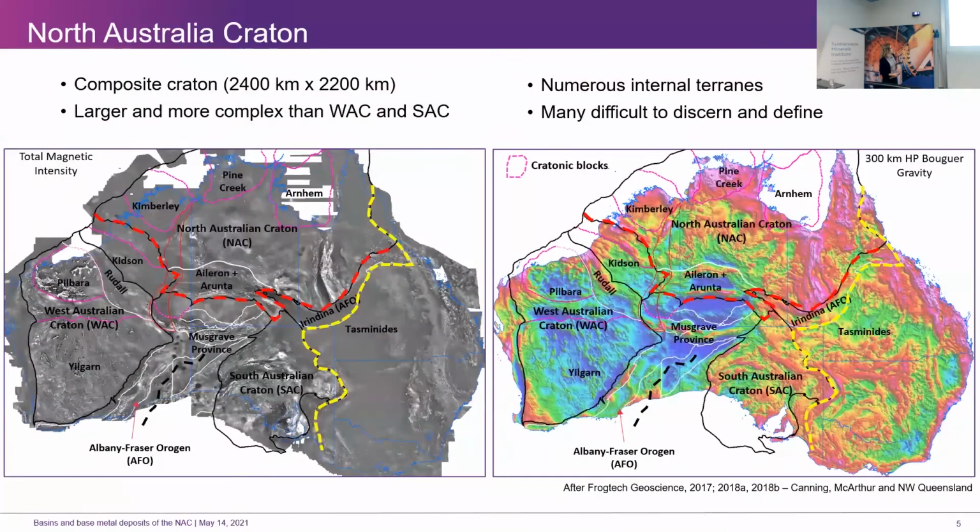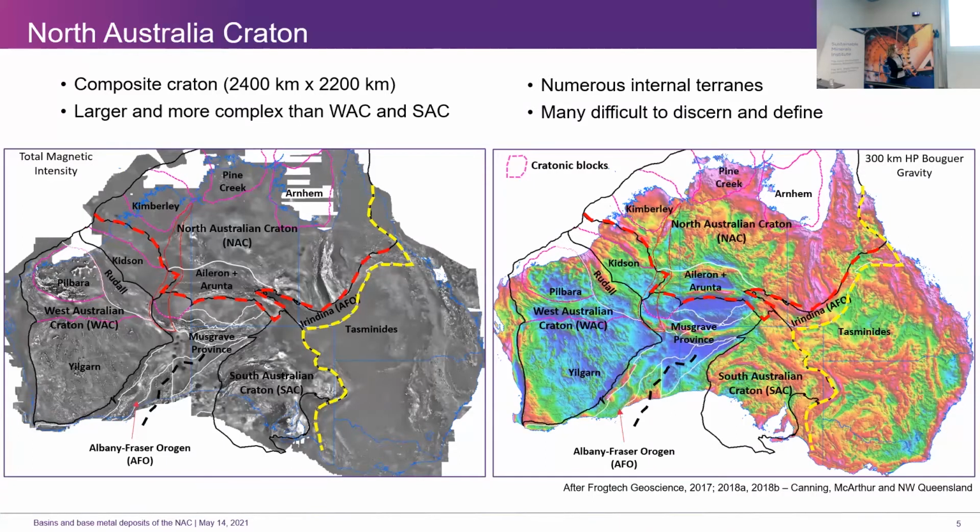So you can see where we are in Australia. And for those who aren't familiar with the terminology, we're broadly divided into three major cratonic blocks. So Western Australian, South Australian, and North Australian Cratons. So these are big competent cratons. North Australian Craton is by far the largest, more complex. It's got numerous internal terranes.